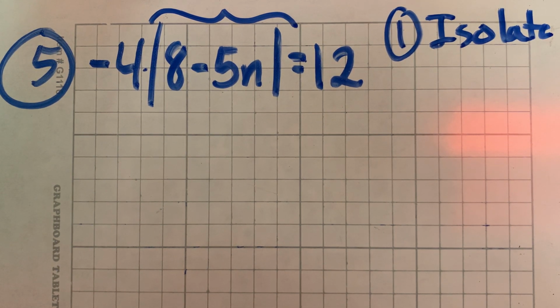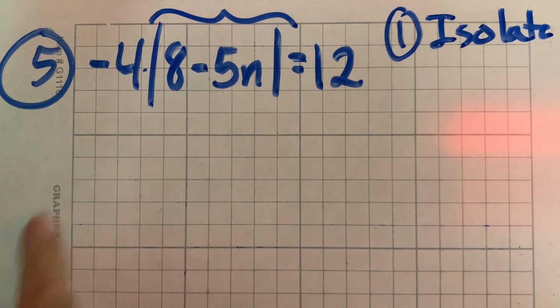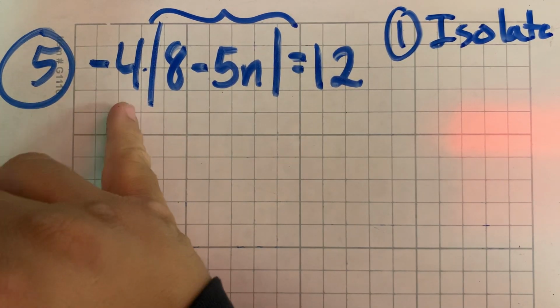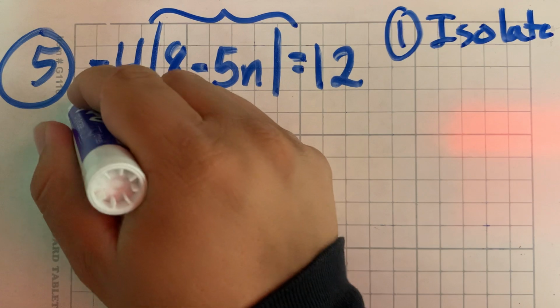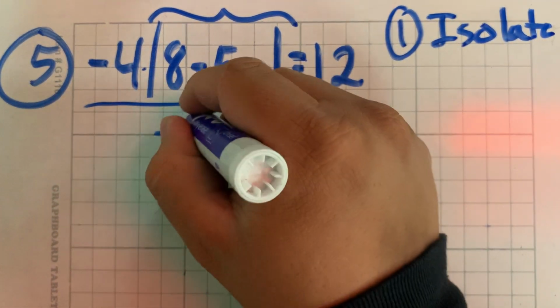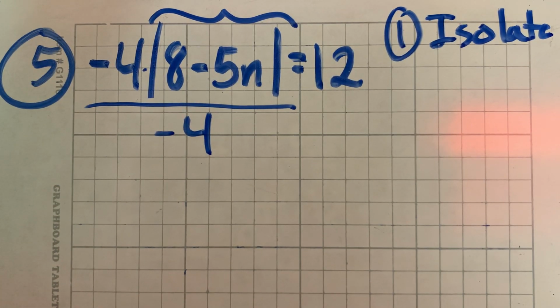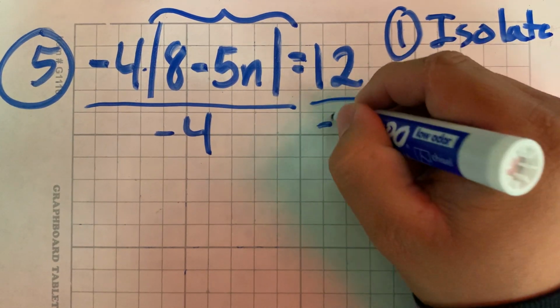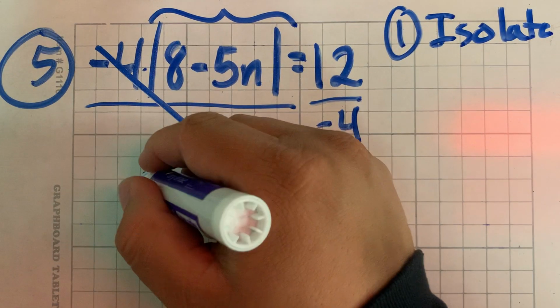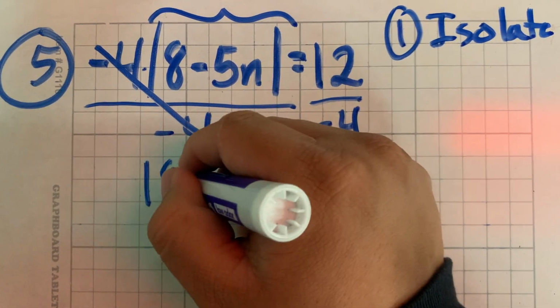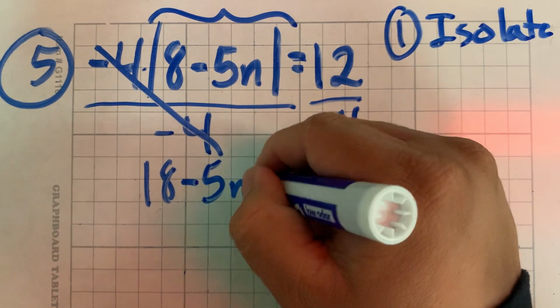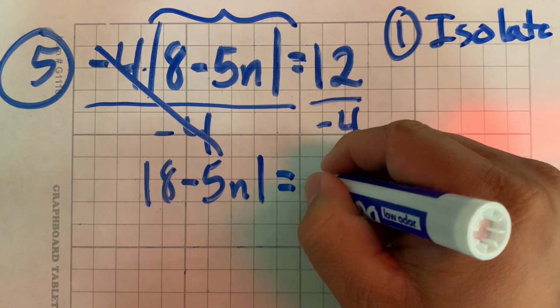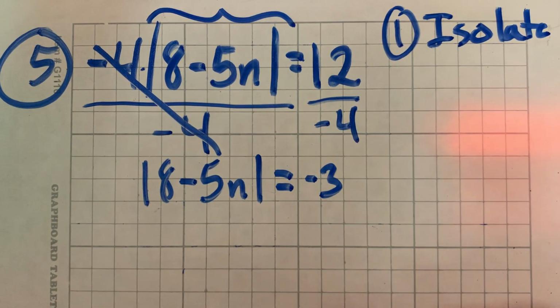In order to get the absolute value expression by itself, I have to get rid of the -4. And since I'm multiplying by -4, what I'm going to do is divide by -4. And what I do to one side, I do to the other. The -4s are going to reduce down to 1, and I'm simply left with the absolute value of 8 minus 5n is equal to -3.